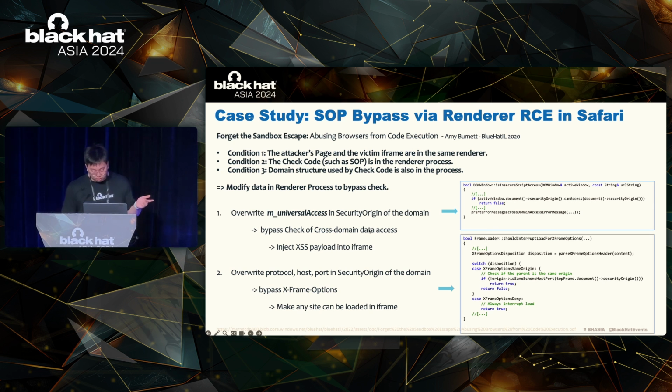Specifically, the attacker can overwrite the universal access flag of the domain to bypass the check of cross-domain data access, so the attacker can inject any JavaScript code into the iframe page. Of course, X-Frame-Options will block sites from being loaded in an iframe. However, this check is also in the render process, so the attacker can bypass this check again using the same method and make any site loaded in an iframe. So combining those two points, the attacker achieves universal XSS in Safari.